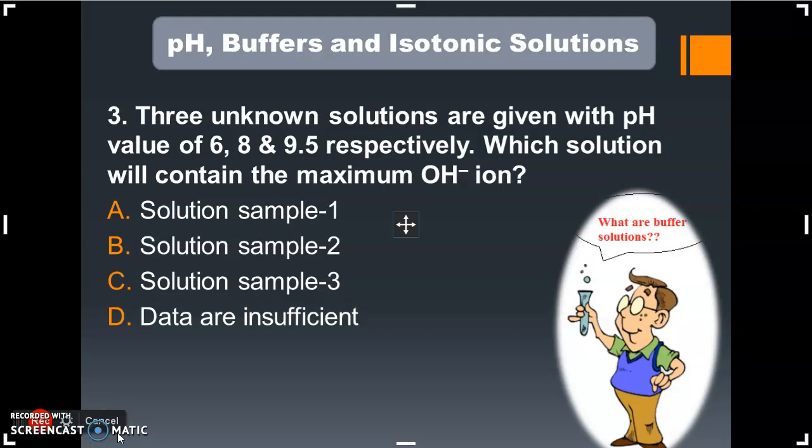Three unknown solutions are given with pH values of 6, 8 and 9.5 respectively. Which solution will contain the maximum OH ions? Option A, solution sample 1; B, solution sample 2; C, solution sample 3; and D, the data are insufficient. As we know, as the pH increases, the OH minus ion concentration increases and the H plus ion concentration decreases. So definitely solution sample 3 contains the maximum OH minus ion concentration.